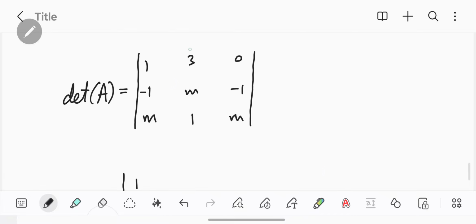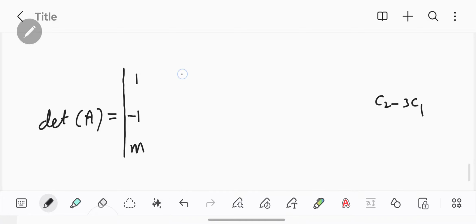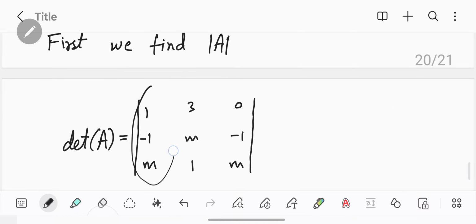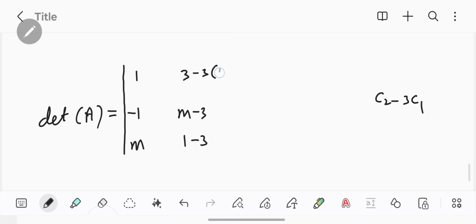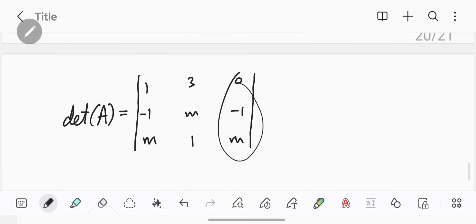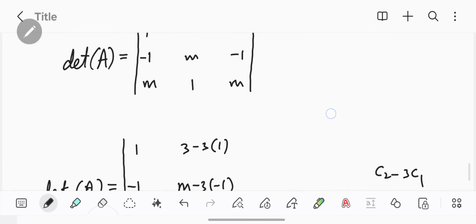So first of all, I will write C2 as it is: 3, m, 1. So this is C2 minus 3C1. So I will write minus 3 everywhere. And then C1. What is C1? C1 is 1, minus 1, m. So I will write 1, minus 1, m. And the last column as it is: 0, minus 1, m.